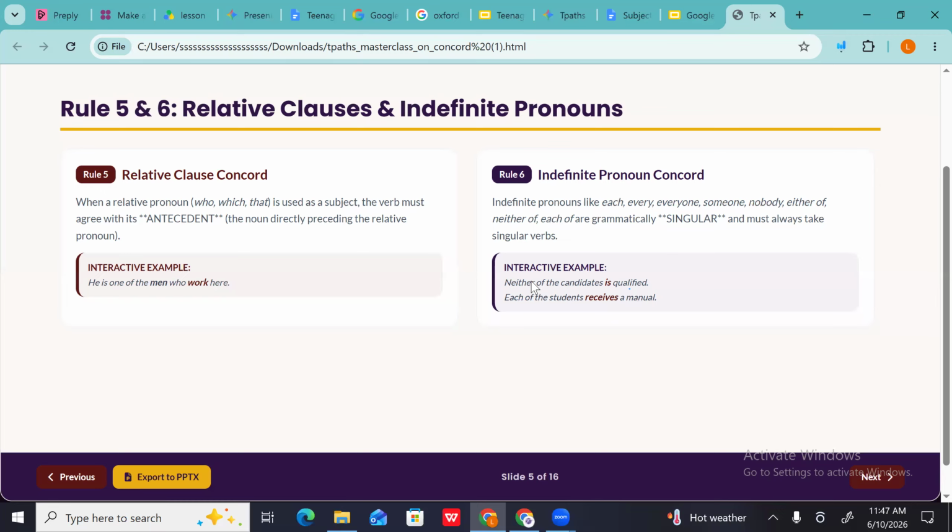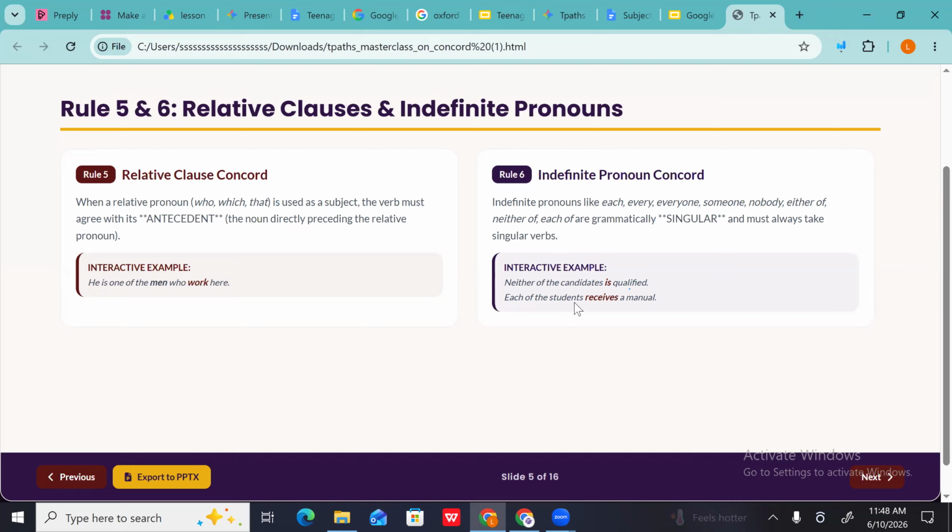Okay, look at this. Neither of the candidates. I don't care about this candidate. This neither shows that it is an indefinite pronoun concord. So this is an indefinite pronoun and it refers to singular. So it would have a singular verb, which is: Neither of the candidates is qualified.